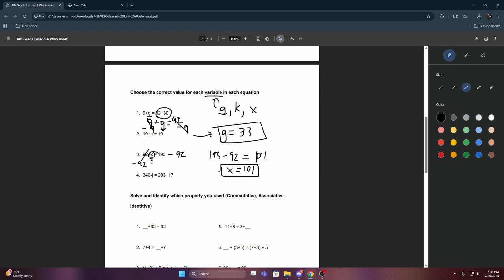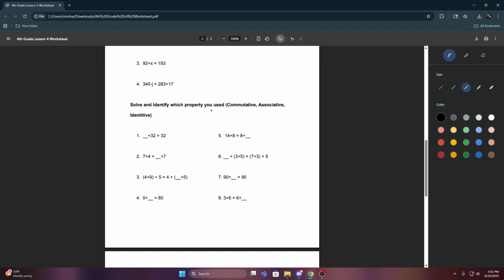Next, solve and identify which property you used: commutative, associative, and identity. To review what these properties are, these are all properties of addition, and commutative means you can add in any order. Associative means any grouping you can add.